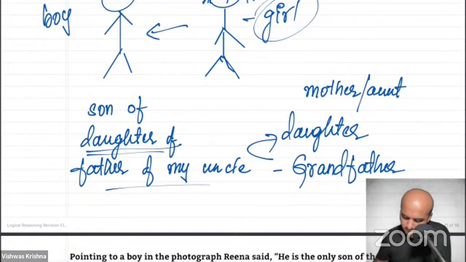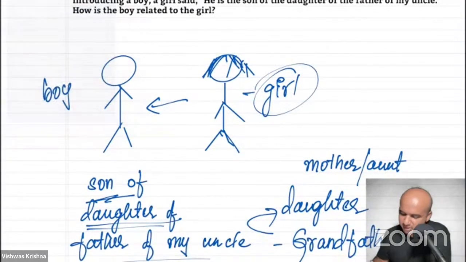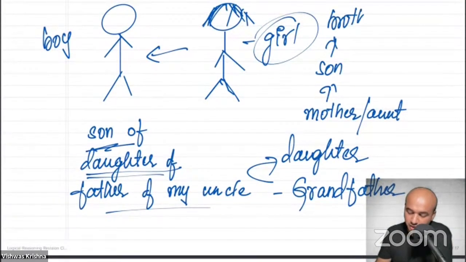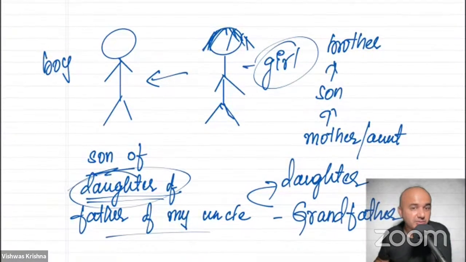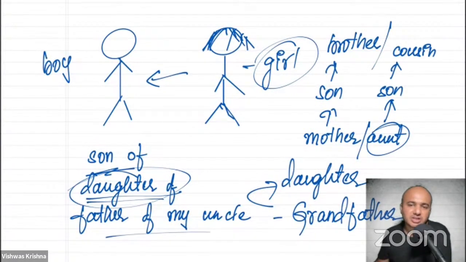Next, son of such mother or aunt. Okay, here what we have to understand is, if it is her mother and if she is referring to mother's son, then that boy will be her brother, assuming the daughter here is her mother. If the daughter being referred to is her aunt and that aunt's son is being referred to, then that person would be her cousin. So the answer to this question would be either brother or cousin. So if in the options we have brother, select brother. If in the options you have cousin, select cousin. As simple as that. Any doubts?